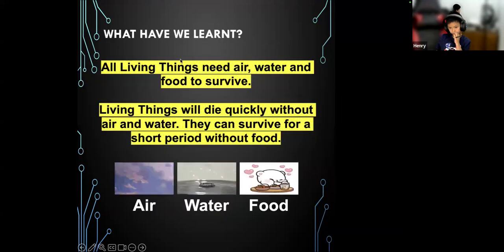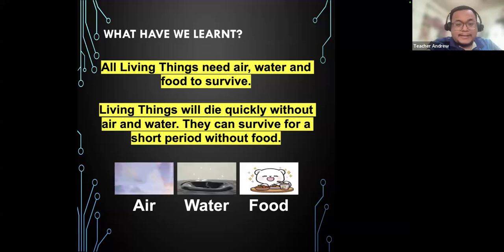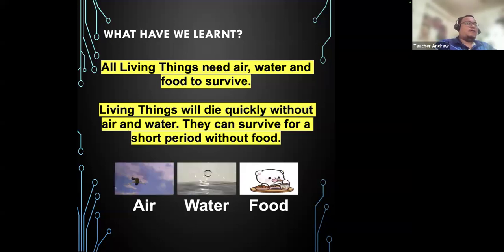So what have we learned in the past? We learned that all living things, including us, need air, water, and food to survive. Living things will die without air and water, but they can survive for a short period of time without food. So if any of these criteria is not met, living things will die. However, non-living things do not need these. This is one of the very important differences between living things and non-living things.